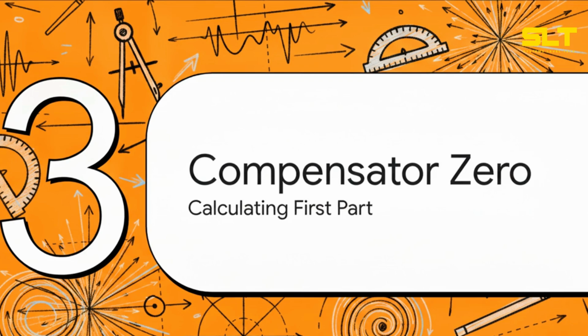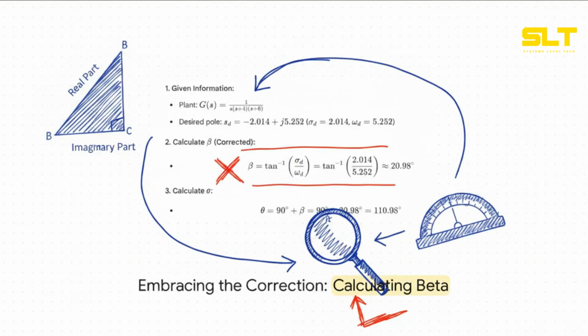Section 3. Calculating the compensator zero. All right, we kick things off by finding angle beta. Now pay close attention to the corrected calculation step here, because it's a huge trap. A really common mistake is to just blindly divide the imaginary part by the real part. But if you look at how the geometry is actually laid out, angle beta is calculated as the inverse tangent of the real part over the imaginary part. So that's 2.014 divided by 5.252. This gives us a beta of exactly 20.98 degrees.